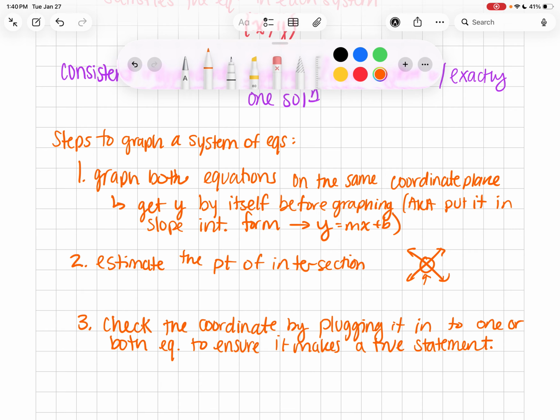Now, on the ones where they just give you two equations and a point, we're going to check it in both and make sure that it works. But when you're graphing, you really only need to check it in one of them to see if it works. Obviously, you can check it in both if you want, but as far as what I'm going to require, I'm only going to require you to check it in one for the graphs.